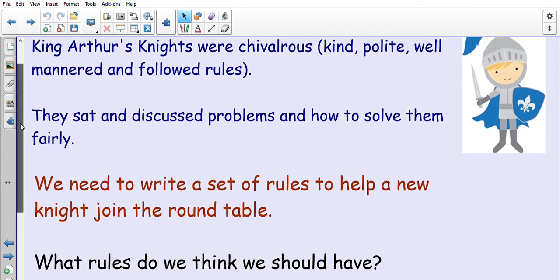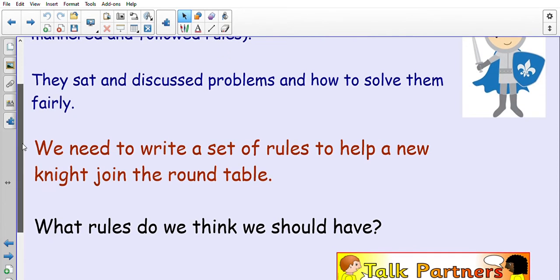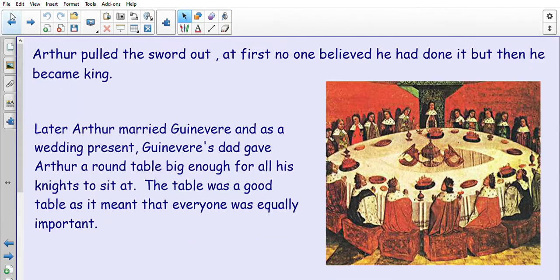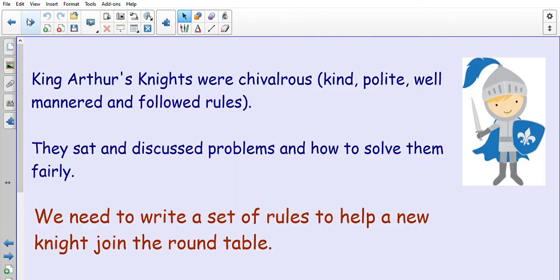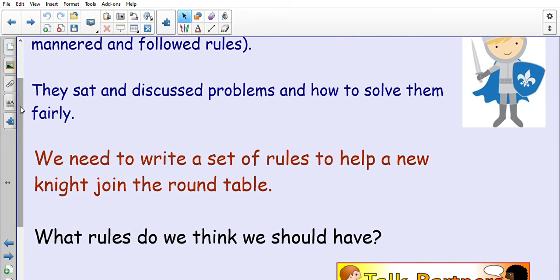So today we need to write a set of rules to help a new knight join the round table. What rules should we have? So we're going to imagine that a new knight wants to come and sit at this round table. But before you're allowed to sit at the knight's table, you need to follow some important rules. So what kind of rules do you think a knight should have? Have a little think. What would be good rules for a knight?